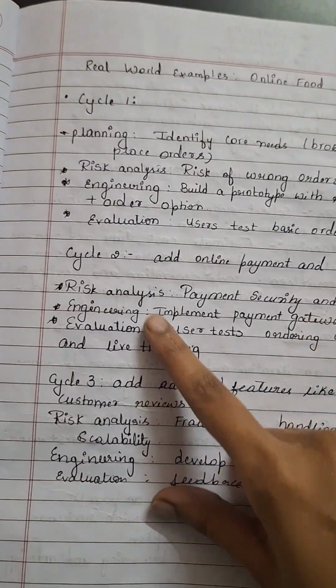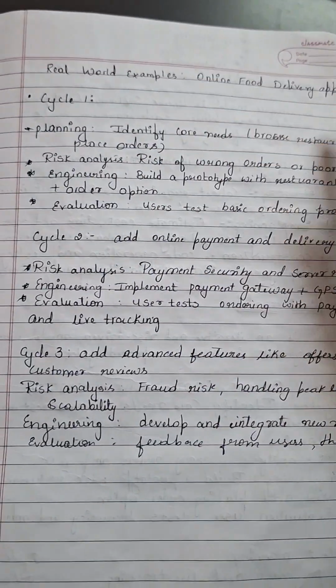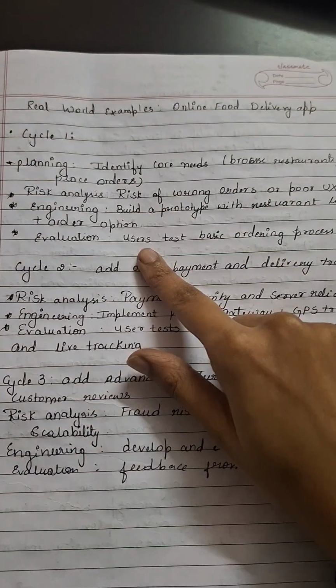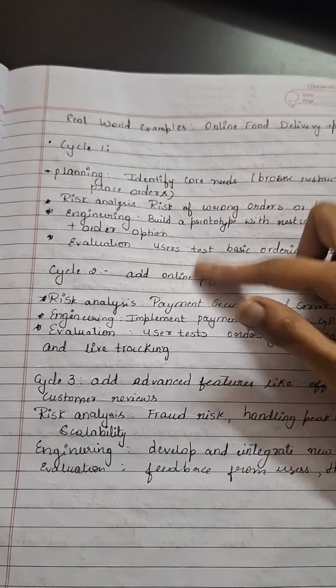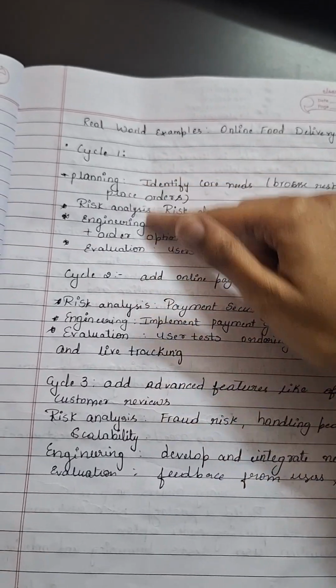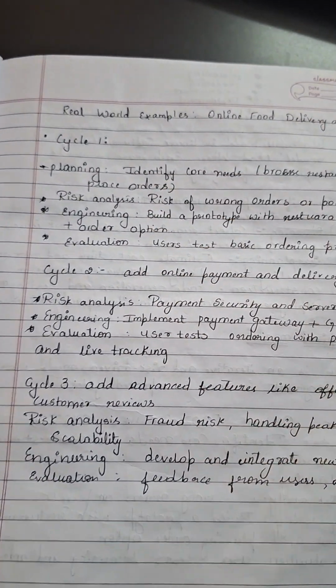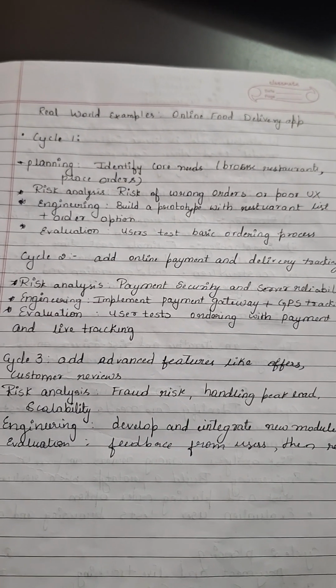For the spiral model, you have to write the risk in each step. So in cycle 1, take the example of an online food delivery app. In cycle 1, you identify core needs, and risk analysis, risk of wrong order or poor UX. You can write whatever you want. Just take these 4 points in mind: planning, risk analysis, engineering, evaluation, PREE. Planning: identify the core needs; risk analysis: risk of wrong orders or poor UX.